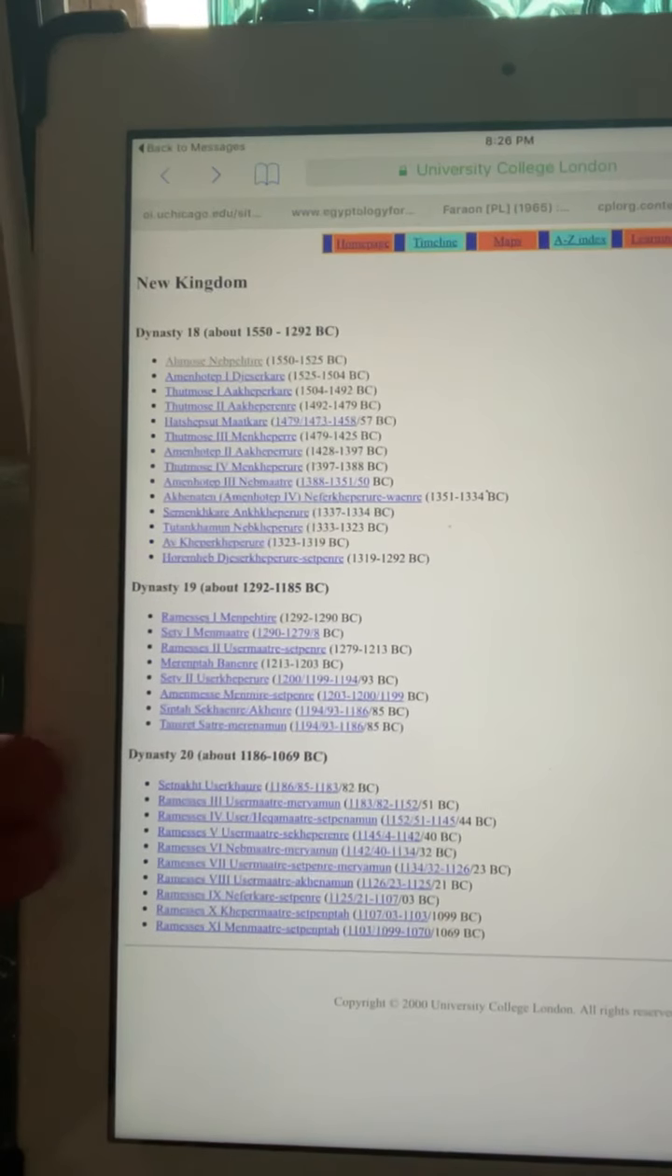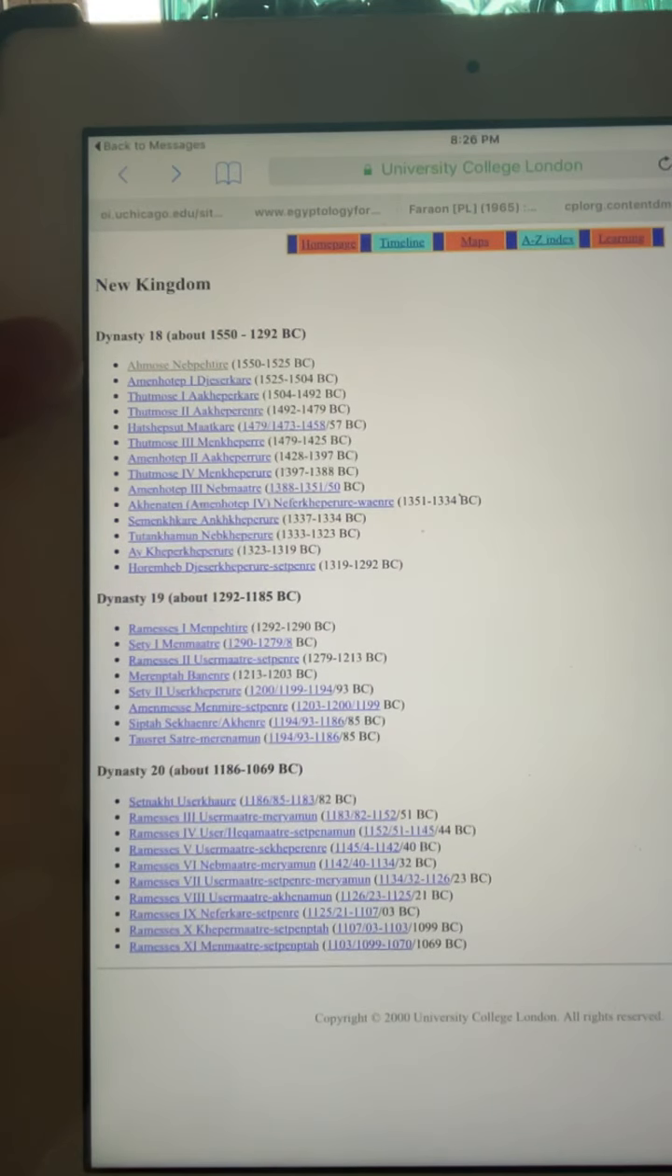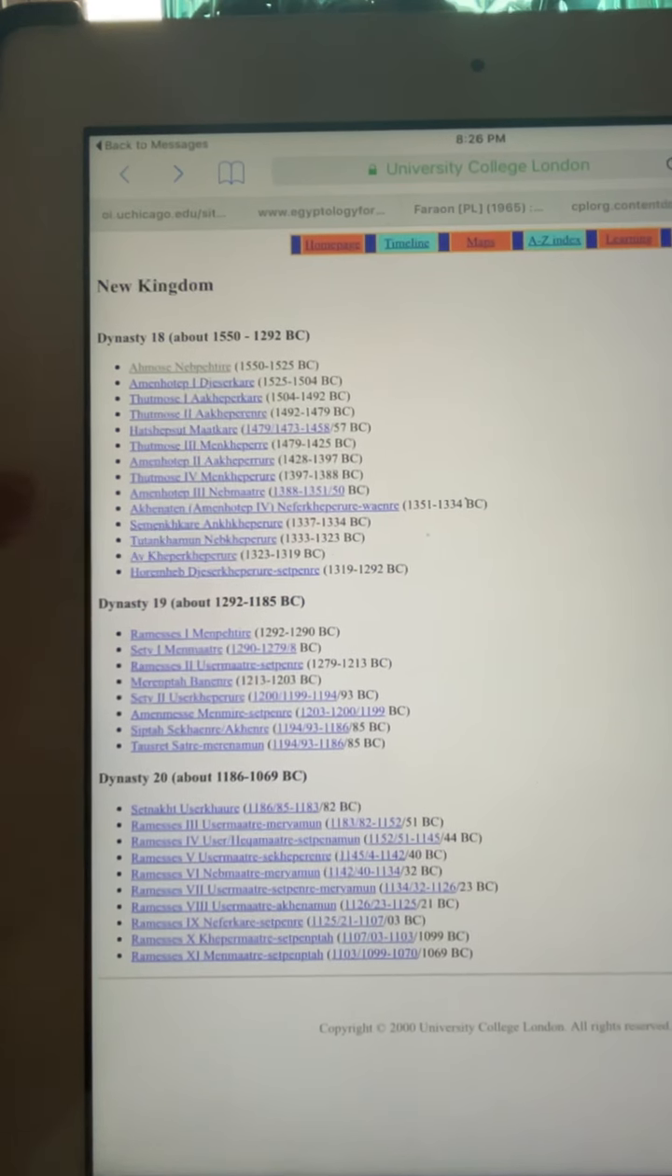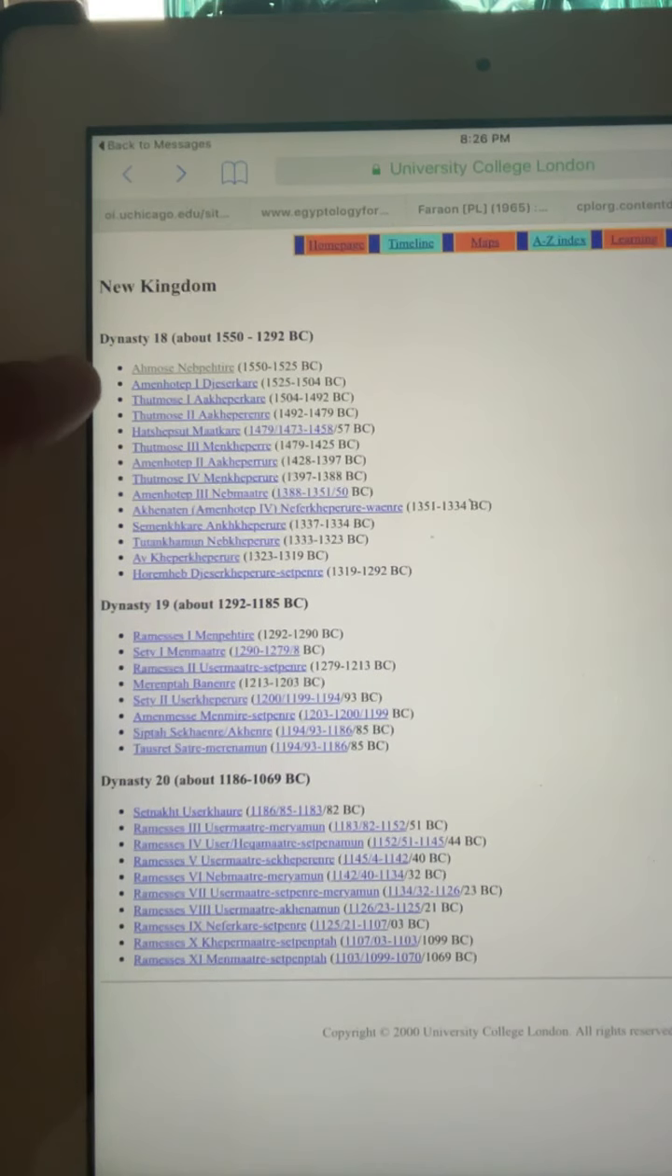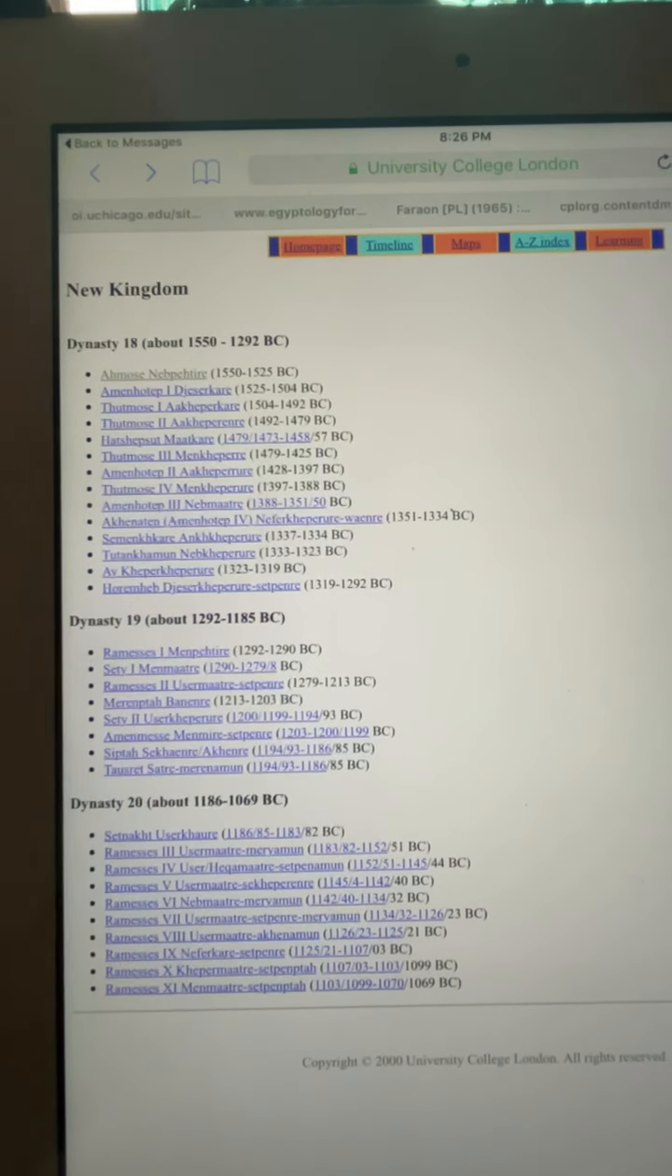So he liberated Egypt. You can see now the three beautiful dynasties of the New Kingdom. You have the 18th dynasty, which is probably one of the nicest, and the 19th, of course. The 20th is the decline. And I'll just go through this one pretty quickly. So Ahmose, Amenhotep, this is pretty much the golden age of ancient Egypt.